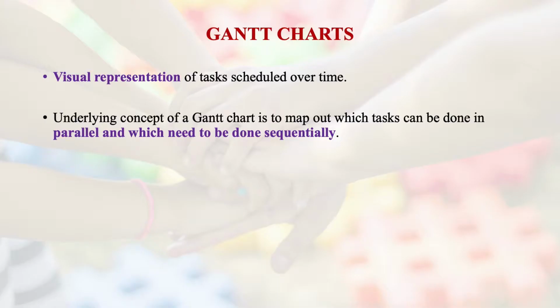We have the scheduled activities and how they have been scheduled over a period of time, over the weeks. The underlying concept of a Gantt chart is to map out which tasks can be done in parallel and which need to be done sequentially. In the Gantt chart which we have shown to you, almost all the processes are being done in parallel, although partially parallel.